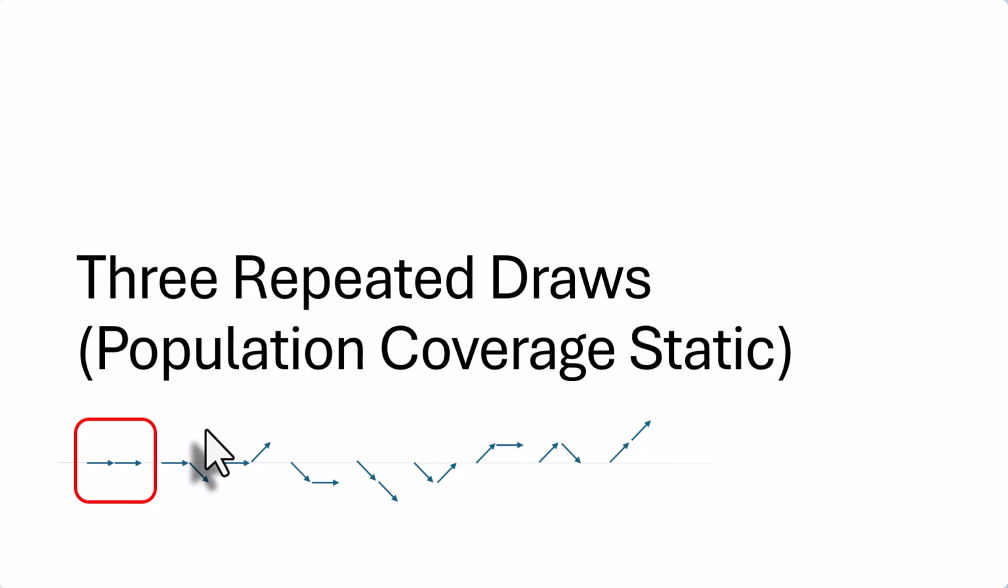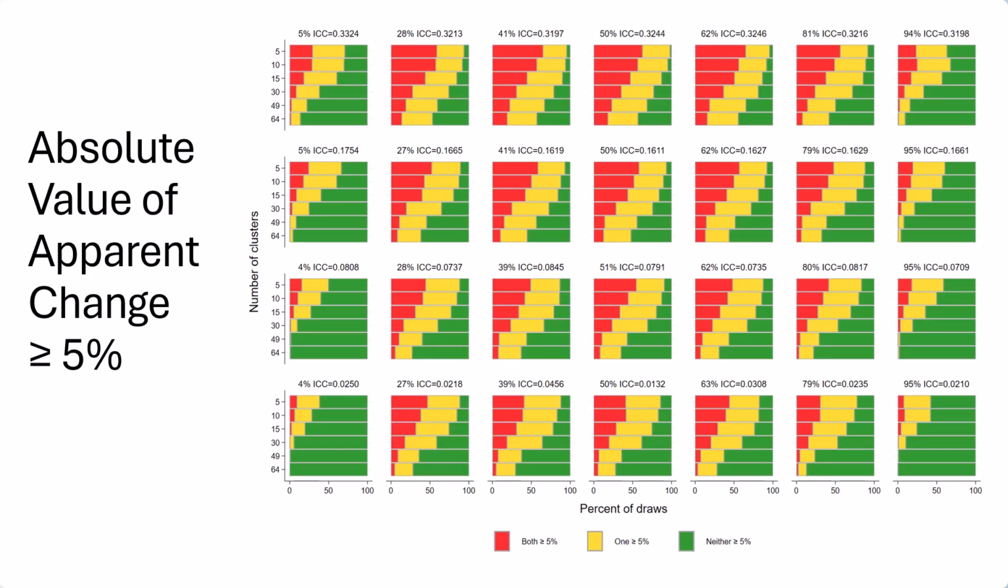Now let's look at what happens in repeated draws. So the first situation is going to be where the underlying population doesn't change. We do 3 draws from it and look to see what's happening to the point estimates. This is showing what portion of the pairs have an apparent change that's bigger than 5%. The absolute value of the difference between draw 1 and draw 2, or draw 2 and draw 3, is 5% or bigger. It should be 0. Nothing actually changed. But we can see here that most of the time, for most of the designs that have 30 or fewer clusters, the change looks like it's more than 5%.